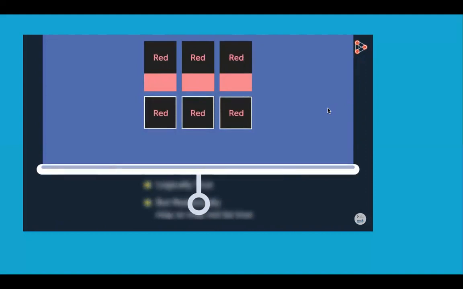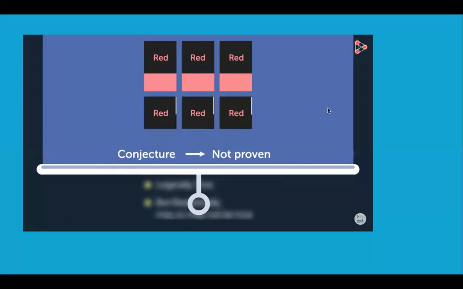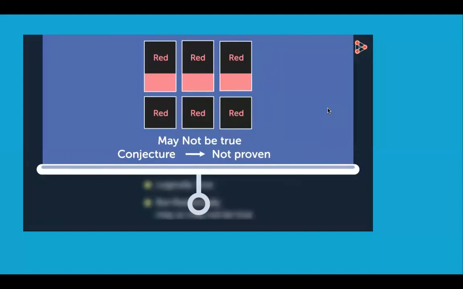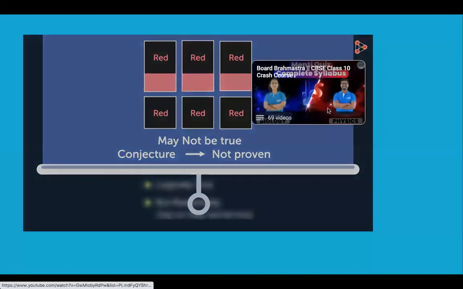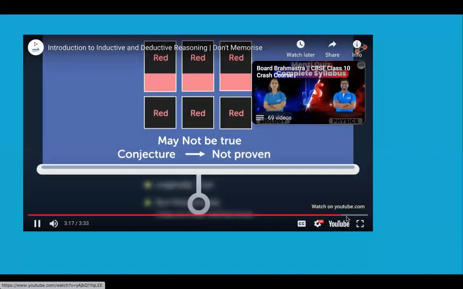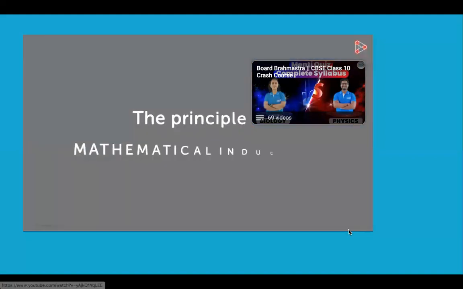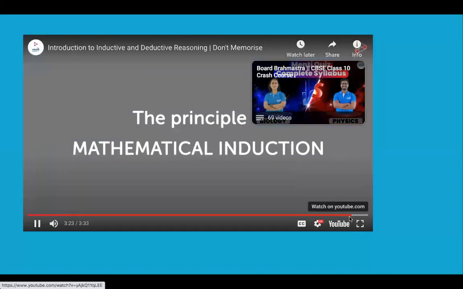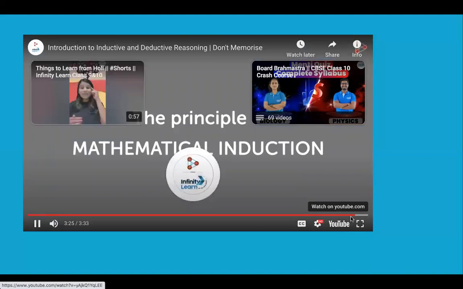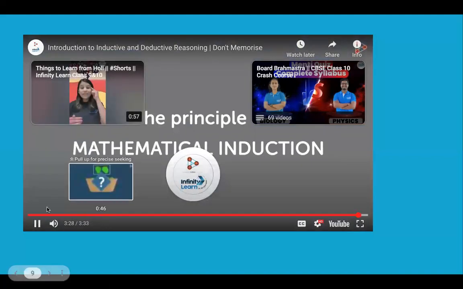The conclusion we arrive at based on inductive reasoning is called a conjecture. Conjecture is a hypothesis that has not been proven. Just because we observe a pattern in many cases doesn't mean it holds true for all cases. Conjectures must be proved for that particular case. To prove such conjectures, the principle of mathematical induction is used. Let's discuss it in detail in our next video.